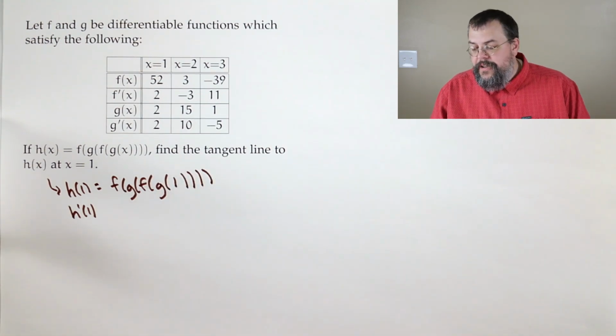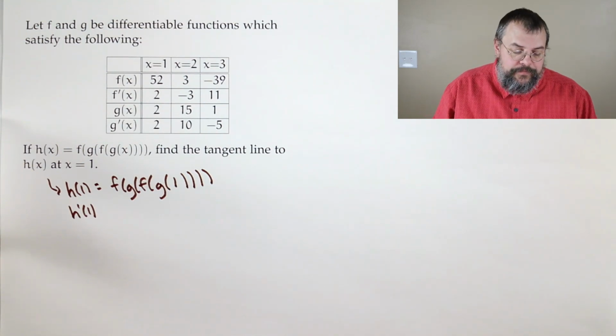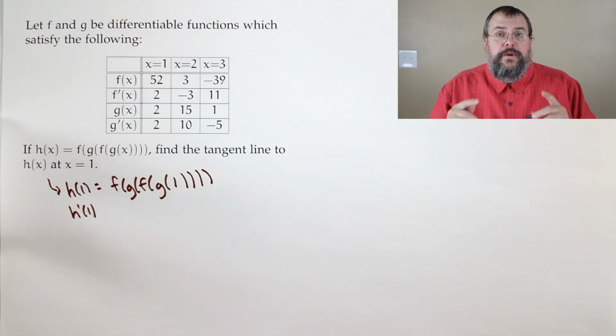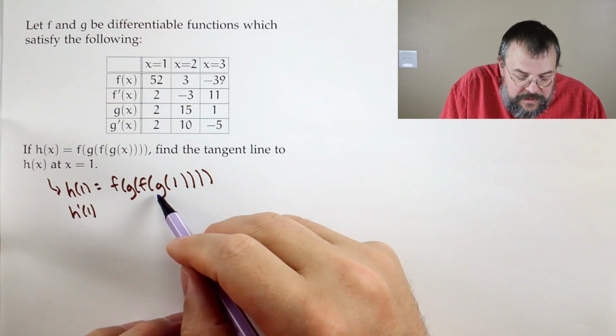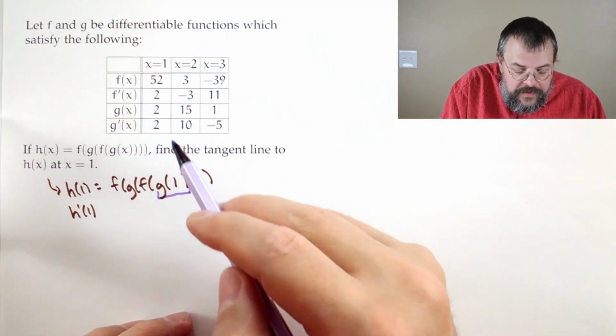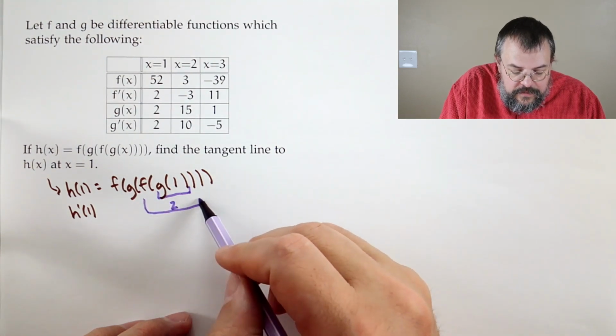Okay, so time for us to perfect our table reading skills. So we come here and just start. And when you're doing this kind of evaluation, we're going to evaluate from the inside out. So we start with g of 1. Well, here's g of 1. That's 2. Then we go to f of 2.